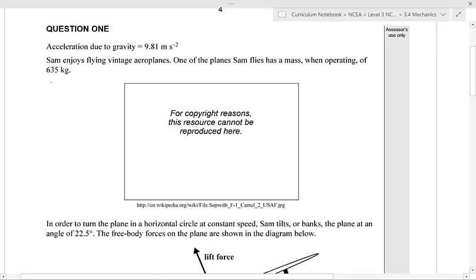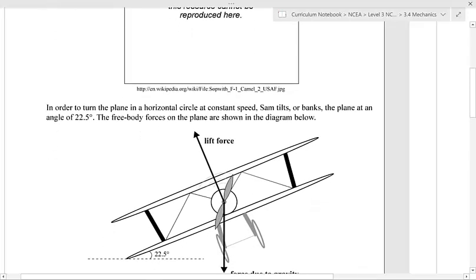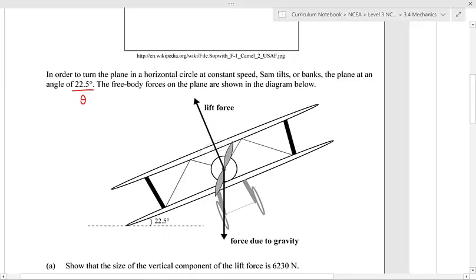So we're given the mass here. In order to turn the plane in a horizontal circle at a constant speed, Sam tilts or banks the plane at an angle of 22.5 degrees. There's theta. The free body forces on the plane are shown in the diagram below. So we have a force due to gravity and we have a lift force.